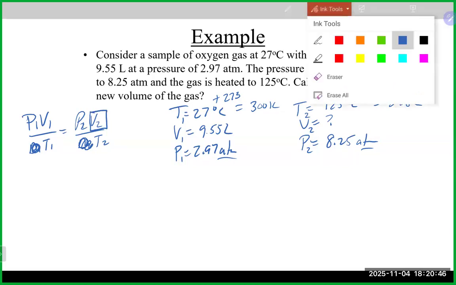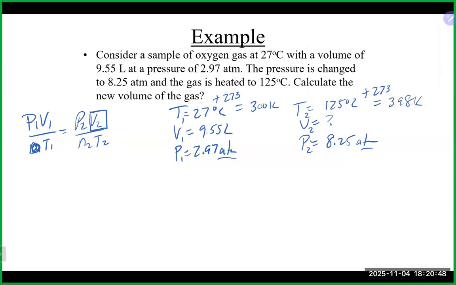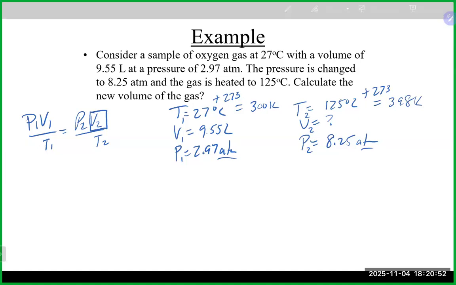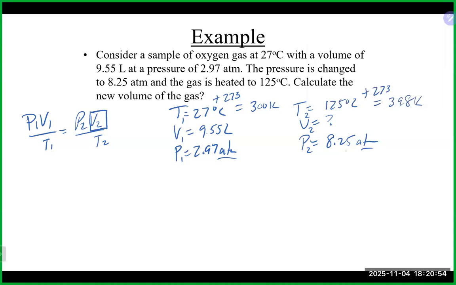So once again, if you just want to quickly rearrange, basically, if you move across the equal sign, they end up in the opposite locations. So we would have to move our T2 to the top and our P2 to the bottom, basically. And that would get us that V2 is equal to P1 V1 T2 divided by T1 P2. We obviously want to make sure we put our right numbers in the right spot here.